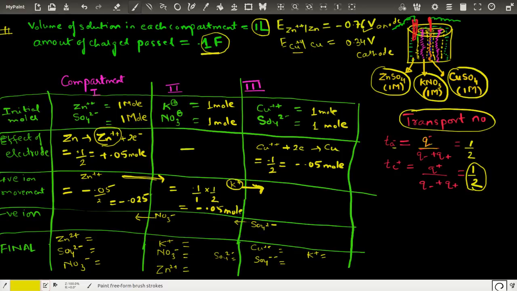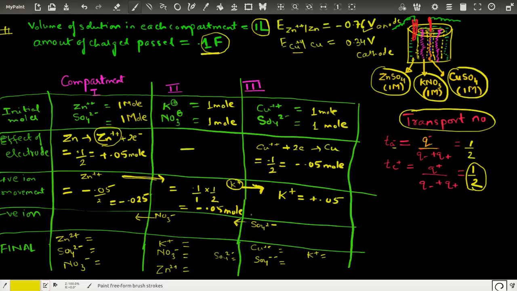So 0.05 moles of potassium ions are getting transferred from compartment 2 to compartment 3. So basically the third compartment sees the addition of the K plus ions, which is plus 0.05, which has migrated. Now clearly the fraction of the charge is also carried by the anions.